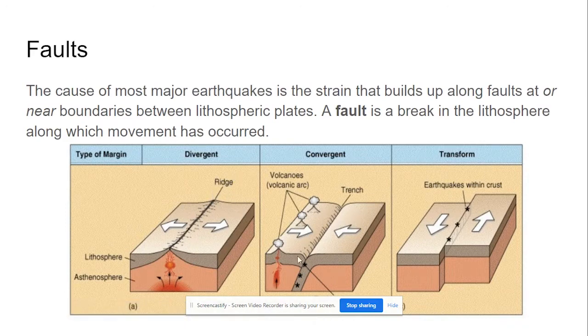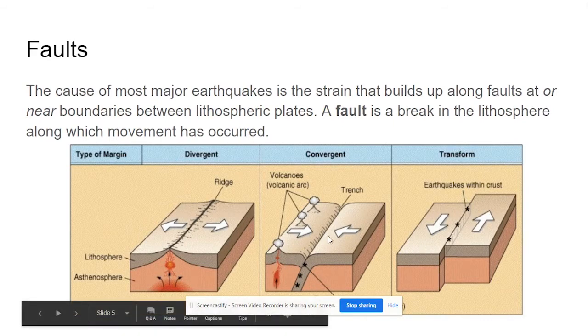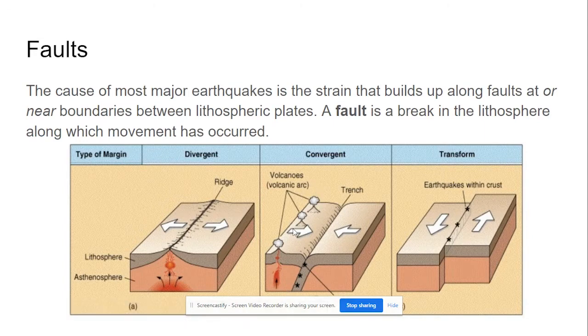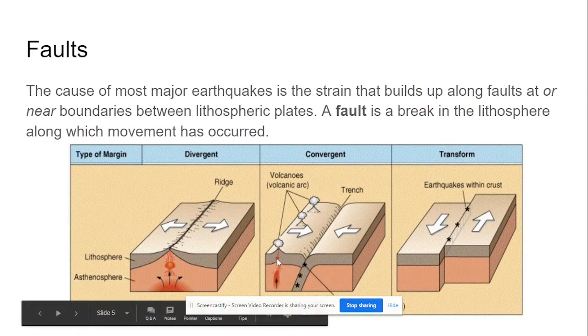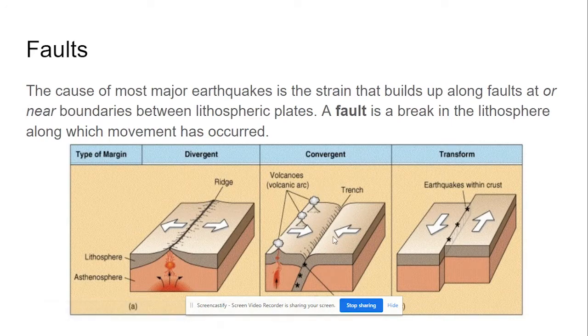Then we have them at convergent plate boundaries, where one plate is moving underneath the other. It's being subducted underneath. You end up with those volcanic arcs, those island arc chains. Or another example would be where there's a plate moving under South America.